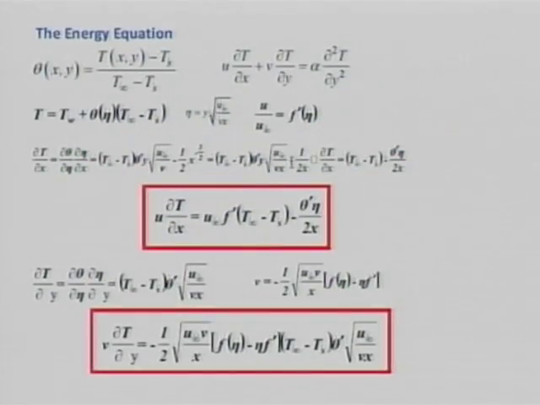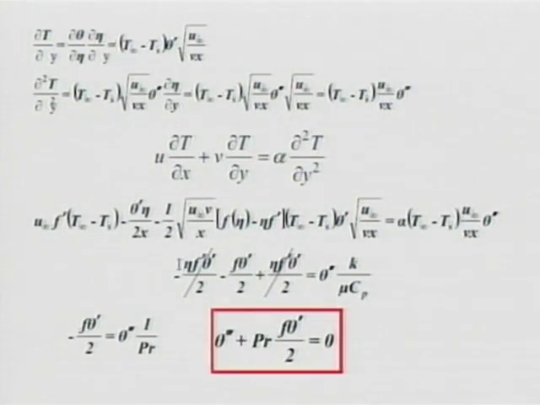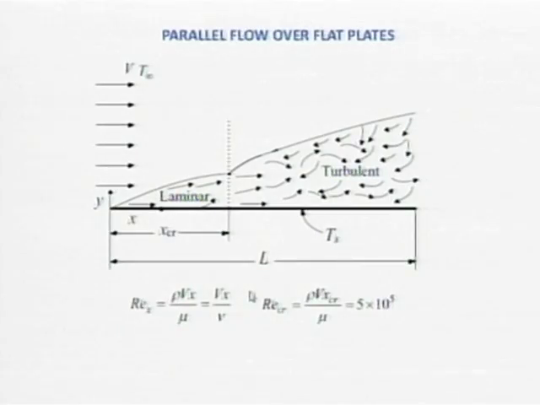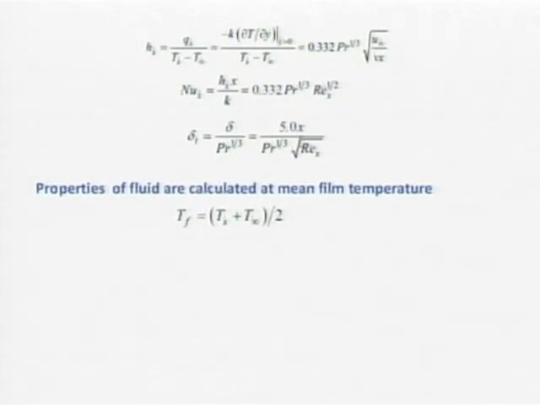Now similarly you can do the energy equation also by similarity solution, you get theta double prime plus Prandtl into F theta prime by 2, and if you solve that equation, you are going to get delta T equal to 5x upon Pr to the power of 1 by 3 upon root Rex, okay. In fact, we can do this from scale analysis also, but I am not going to do that. So you can show that the thermal boundary layer thickness is this.